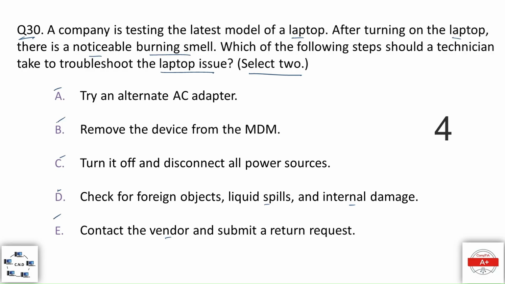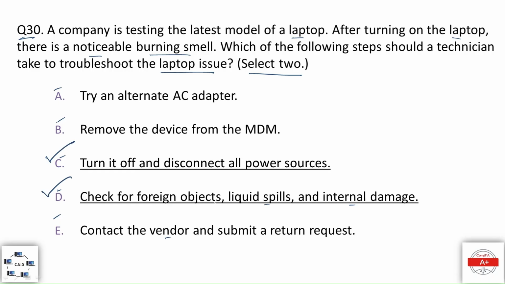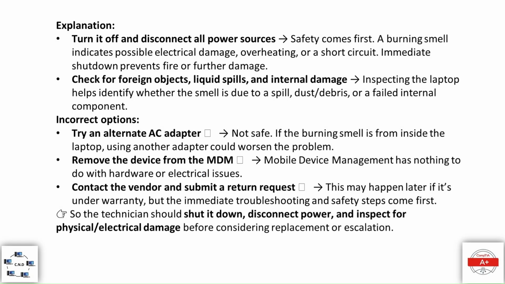And the correct options are option C, turn it off and disconnect all the power sources, and option D, check for foreign objects such as liquid spills and internal damage. So the explanation is, the correct options are turn it off and disconnect all power sources. Safety comes first. A burning smell indicates possible electrical damage, overheating, or a short circuit. Immediate shutdown prevents fire or further damage.